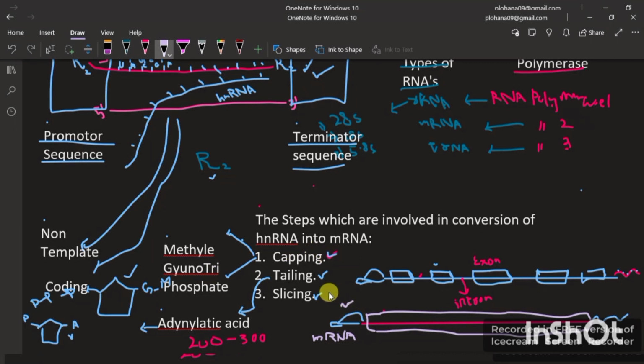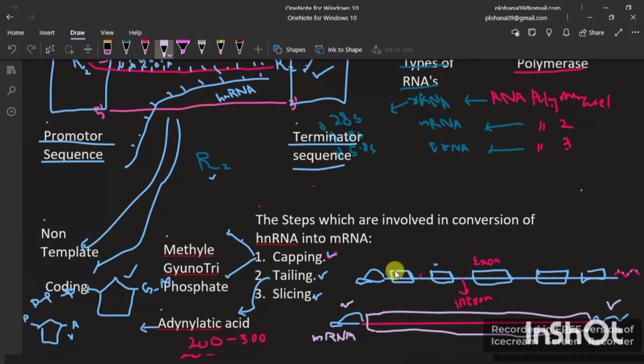Alright. So the second step was tailing. Here you can see the tail, which was done with adenylic acid, of which 200 to 300 are required for making the tail. Alright. So thirdly, we need to splice it.